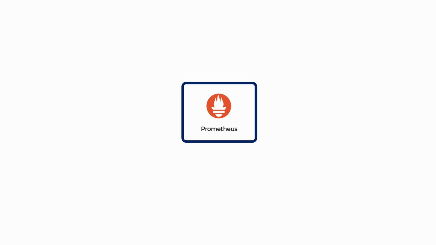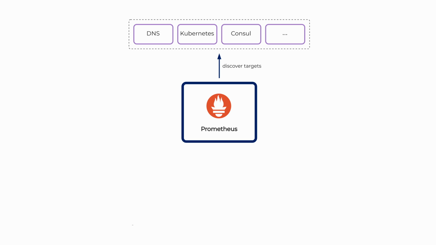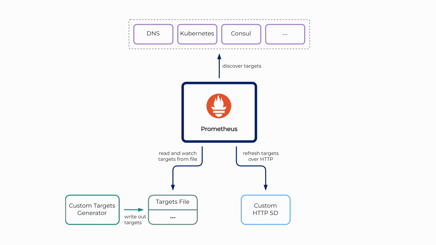Fortunately, Prometheus can automatically discover and update its list of targets for you using a variety of service discovery mechanisms such as DNS, Kubernetes, Consul, and others. You can even build your own file or HTTP-based discovery integration if Prometheus doesn't support the one you need out of the box. Alright, I hope this video gave you a good idea of the basics of Prometheus.